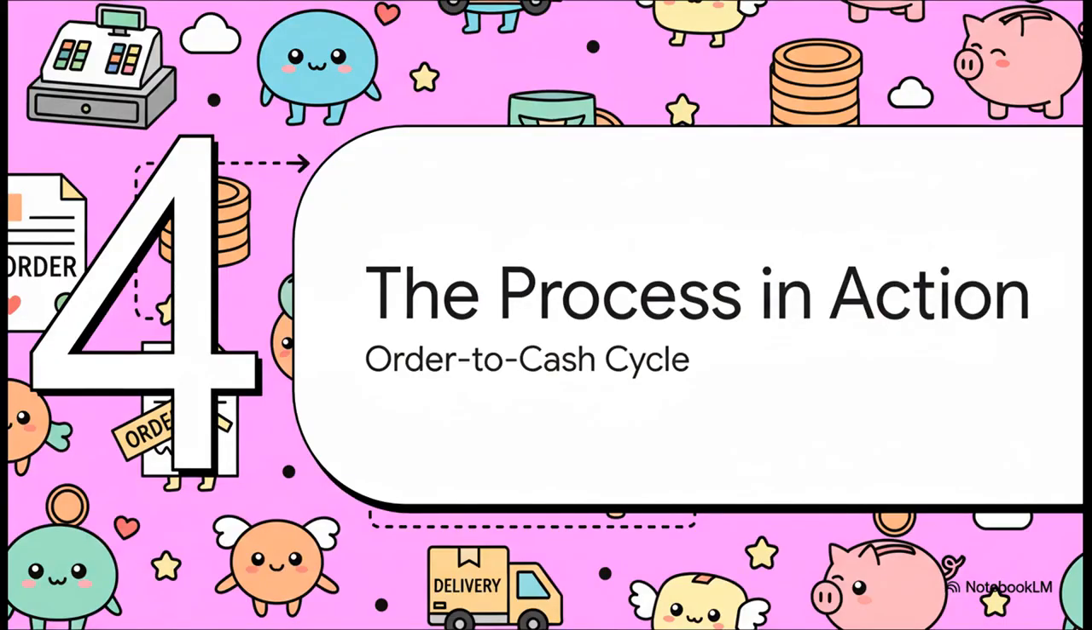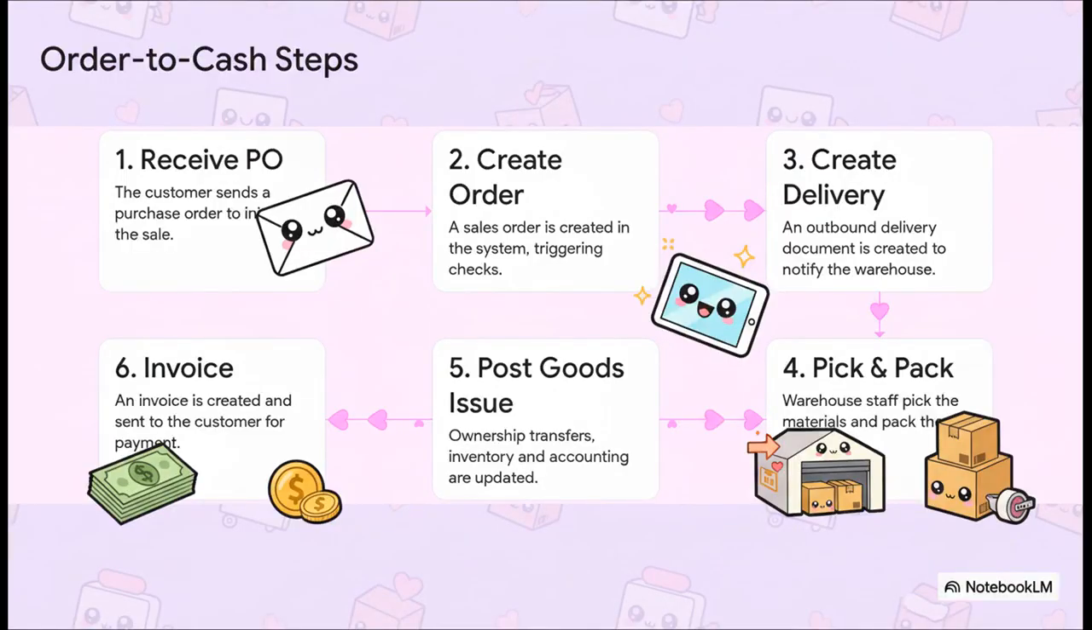Okay, let's move on to the process in action, executing the order-to-cash cycle. The blueprint is built, the data is all in there, the stage is set. So now, let's watch it all come together. Let's run through a real transaction in the order-to-cash cycle. So here's how it plays out, step by step.